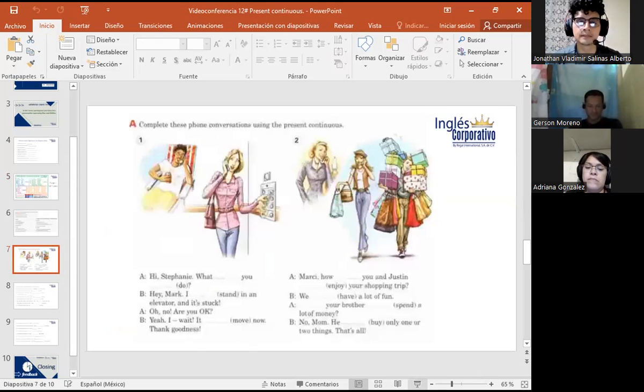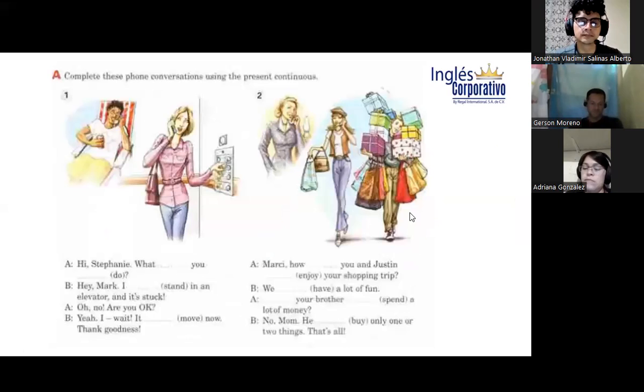Okay, this is a very easy exercise. So I want you to help me to complete this part. Okay, look at the first picture. I don't know. What do you understand about the first picture? Give me an idea about what you see.